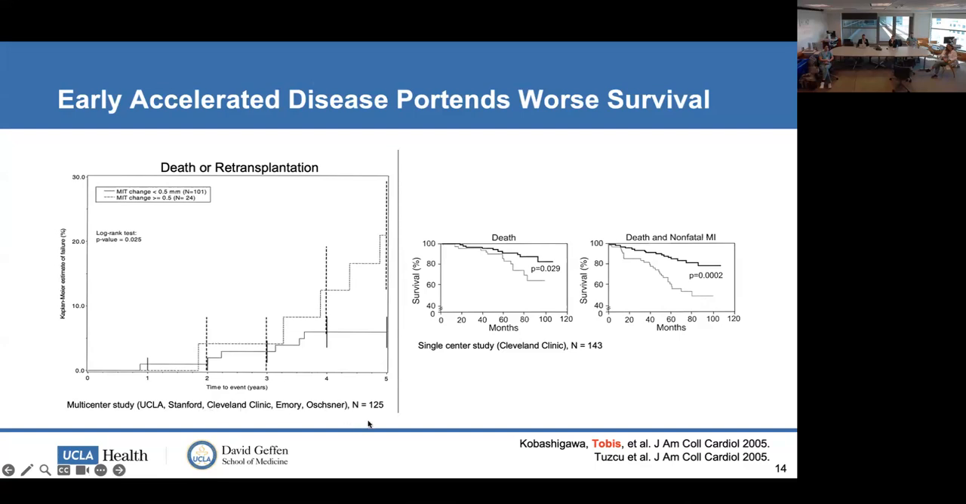I don't know if John's on the call, but he likes saying that he didn't really think this was a big deal, so he told John that he could be, or Dr. Kobashigawa, that he could be first author, and he was okay being second author.